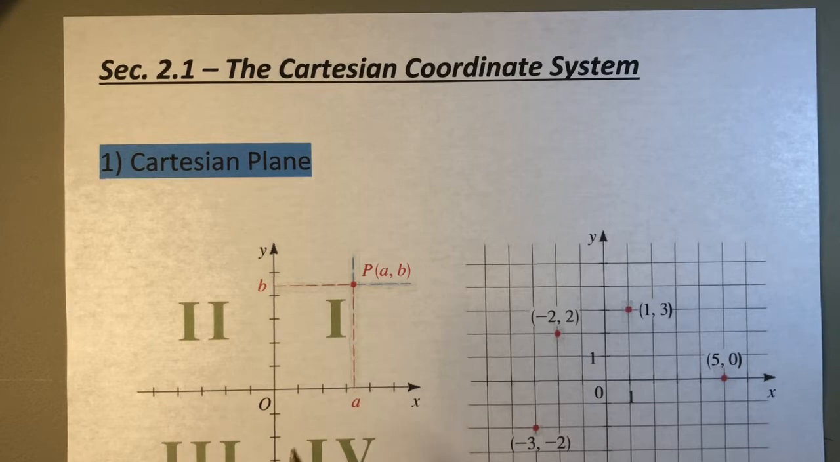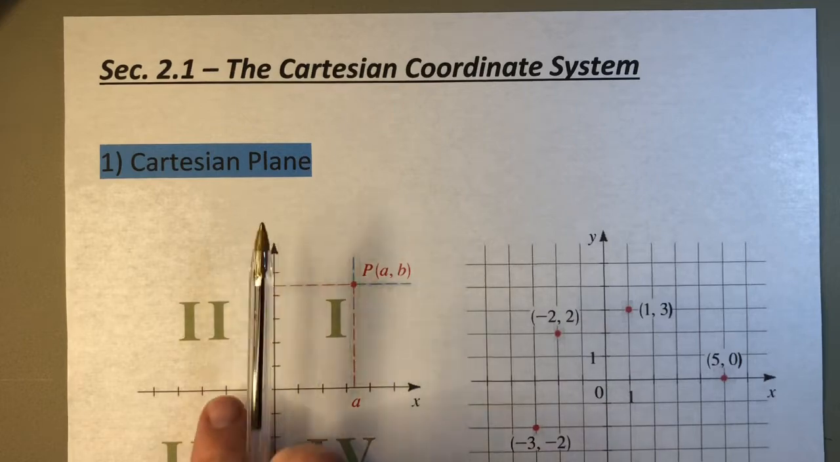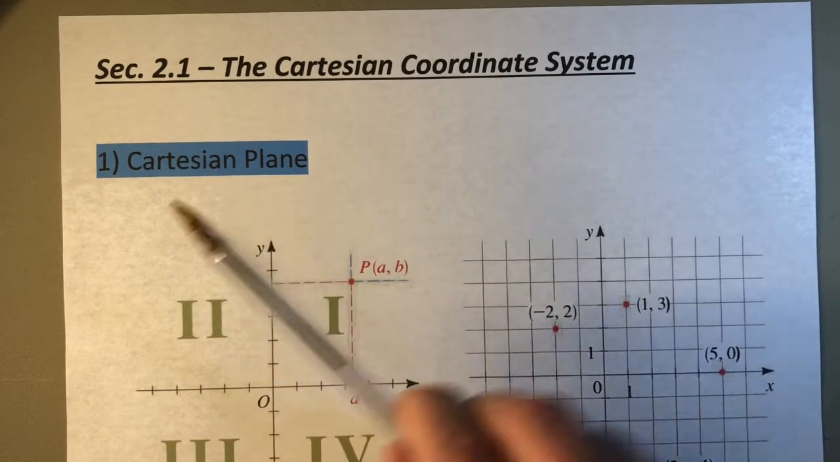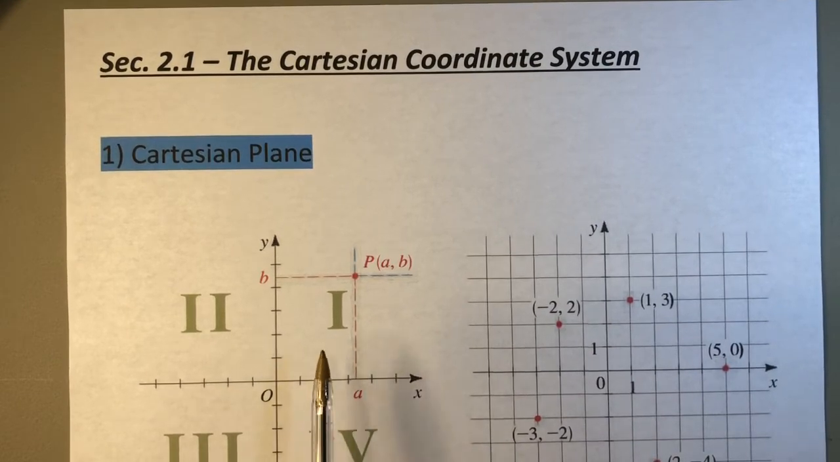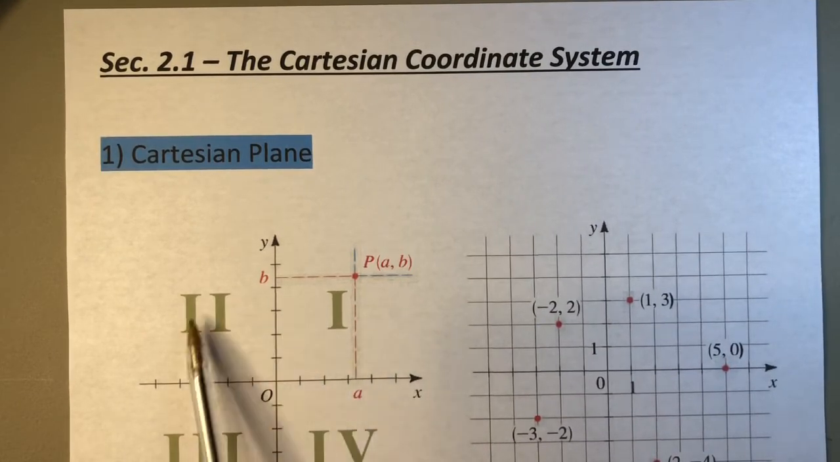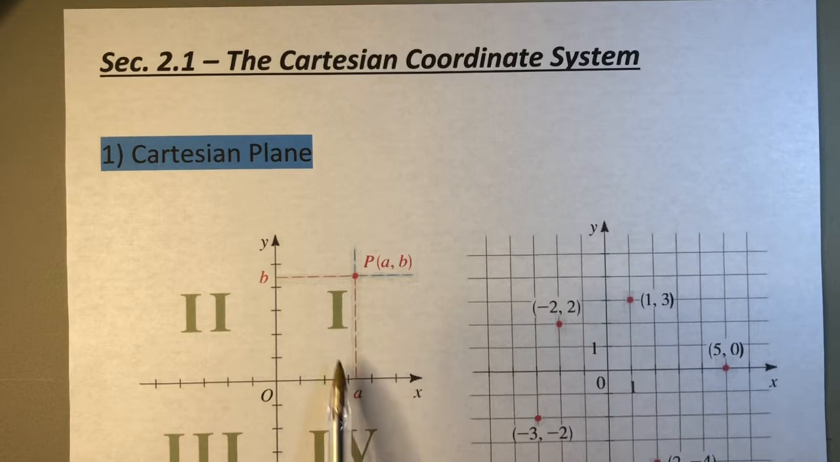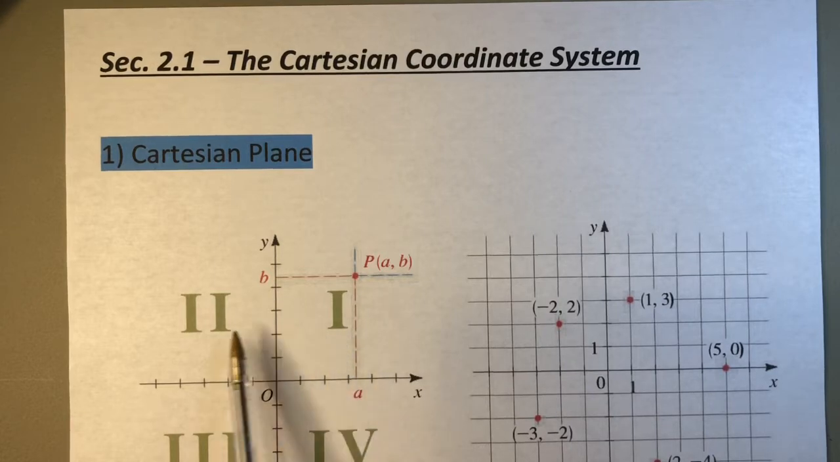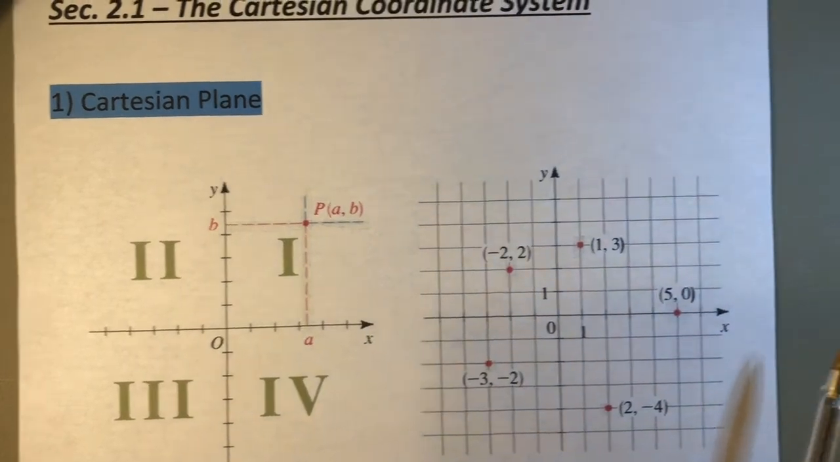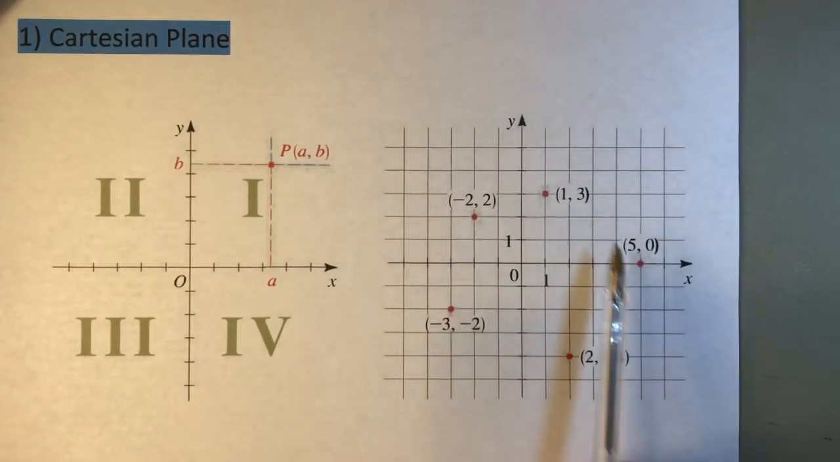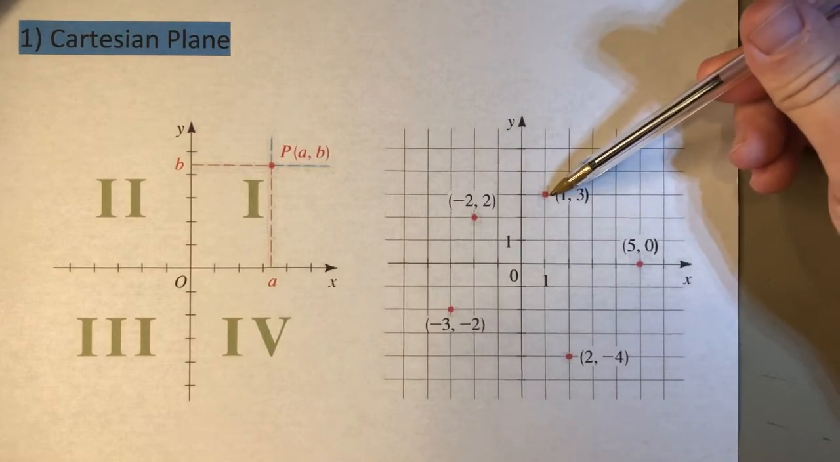So, the Cartesian plane has 4 quadrants, divided by these two axes, the y-axis and the x-axis. We should understand that the quadrants go in a counterclockwise direction, beginning right here with quadrant 1, quadrant 2, quadrant 3, quadrant 4.